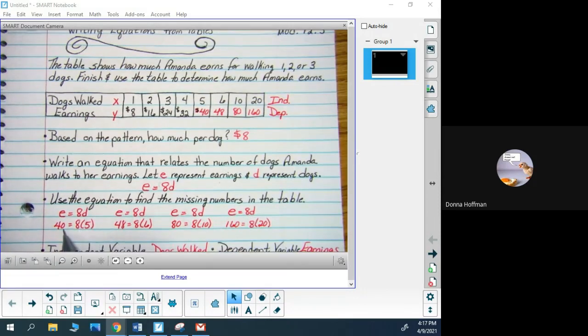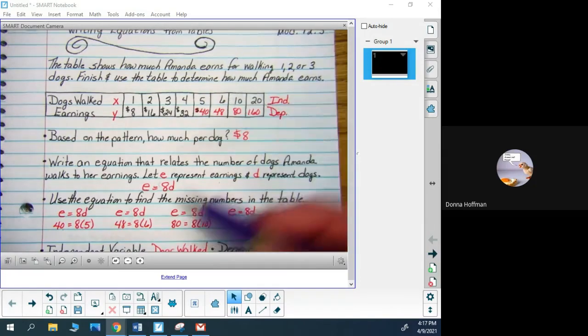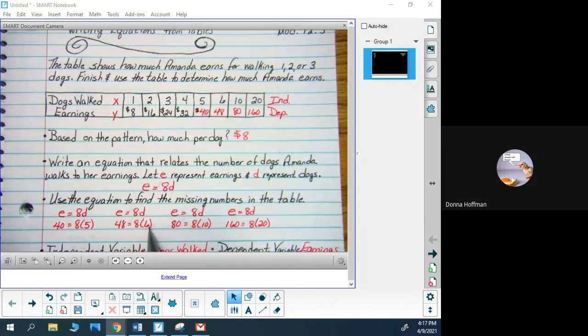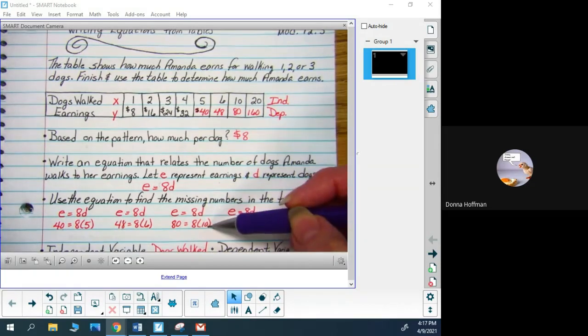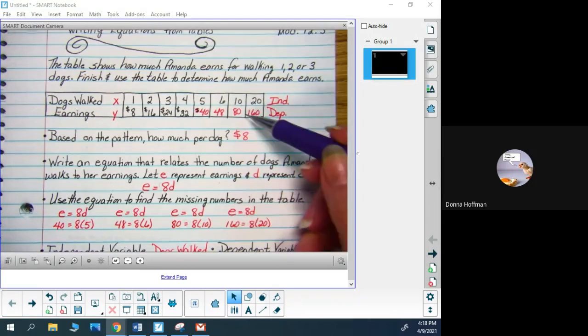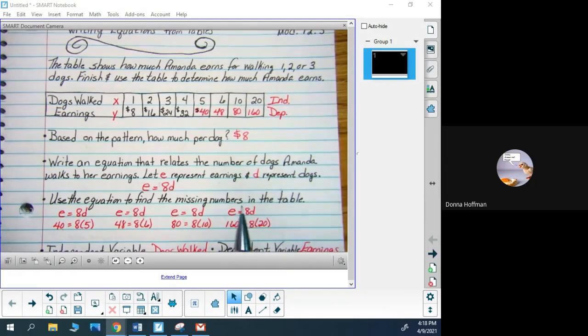8 times 5 gives me the 40. And for the D over here, it would be 6. 6 is going to be plugged in for that D. So 6 times 8 is 48. And then D here is going to be plugged in with a 10 from the table because that was a missing piece of the table. I think this is in your book, page 345. It is page 345. So I plug in 10. 10 times 8 gives me the 80. And then when I plug in 20, 20 times 8 gives me the 160.